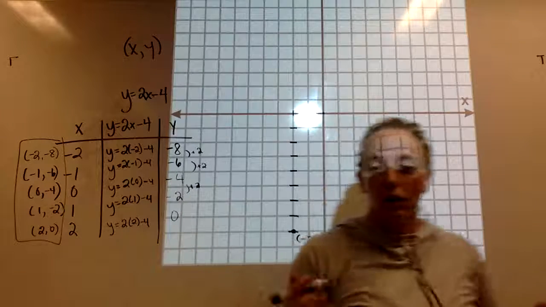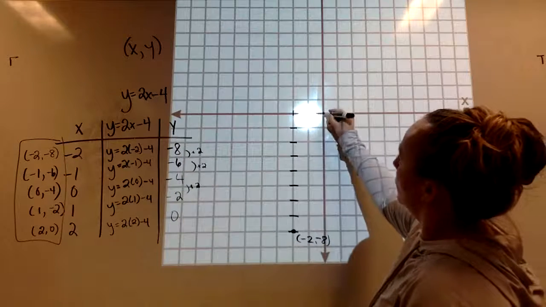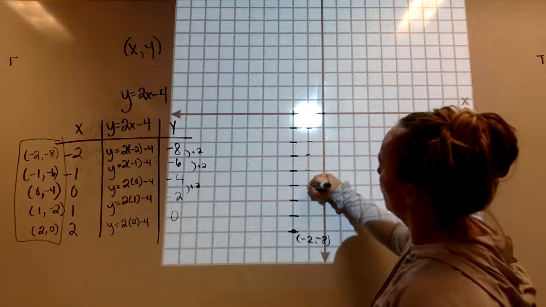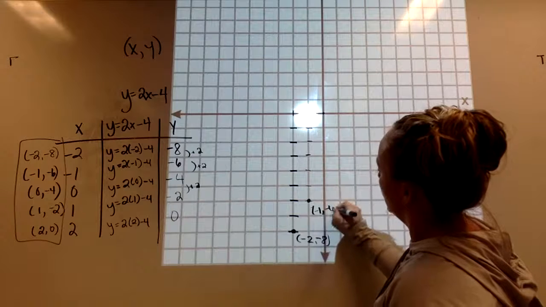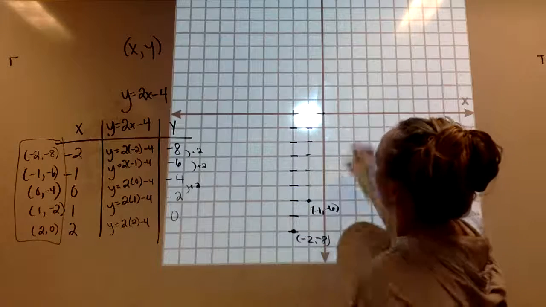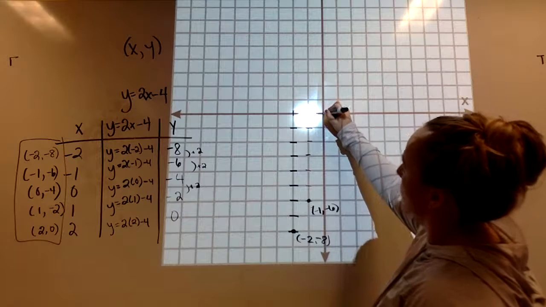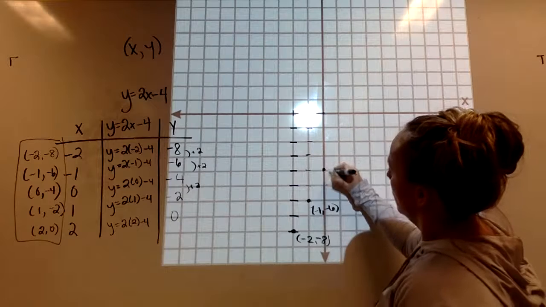I'm now going to graph all the rest of these. Negative 1: from 0 to negative 1, down 1, 2, 3, 4, 5, 6. That's my point, negative 1, negative 6. 0, negative 4. I'm at 0 for my x value. Now down 4, 1, 2, 3, 4.